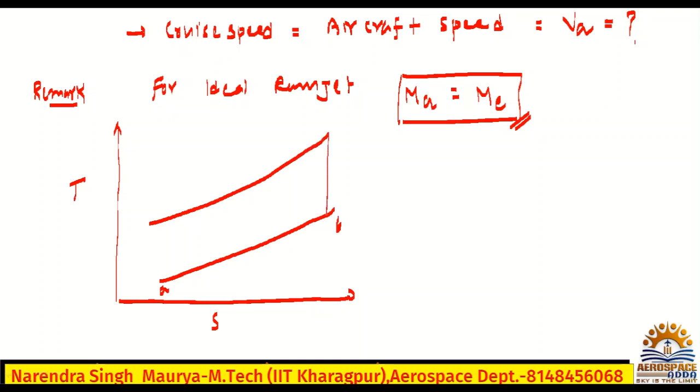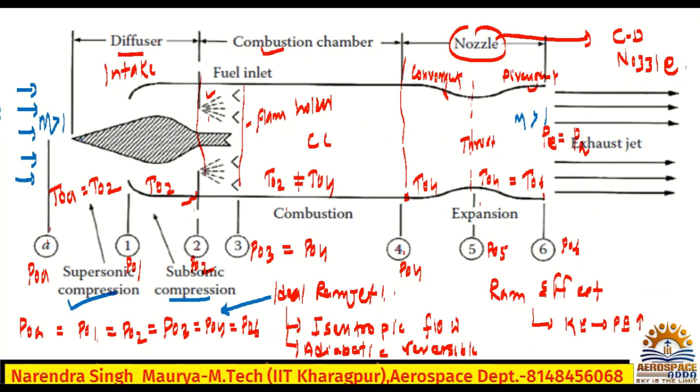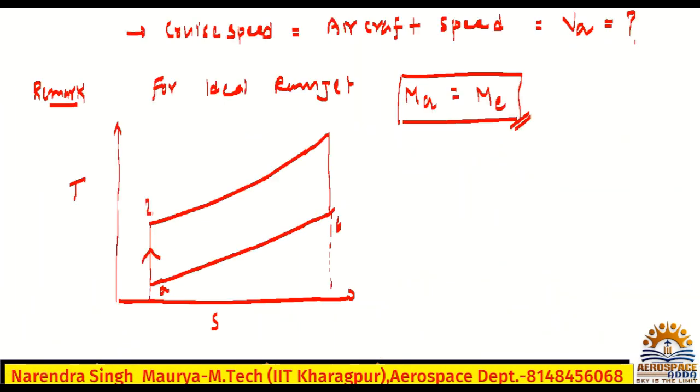Because it is ideal, isentropic, entropy must be constant. That's the reason we have a straight line, and here also we'll have a straight line. I'm drawing it because entropy must be constant, because it is ideal. So obviously compression will start. Then A to 2, up to what station do we have the diffuser? A to 2 is the diffuser.